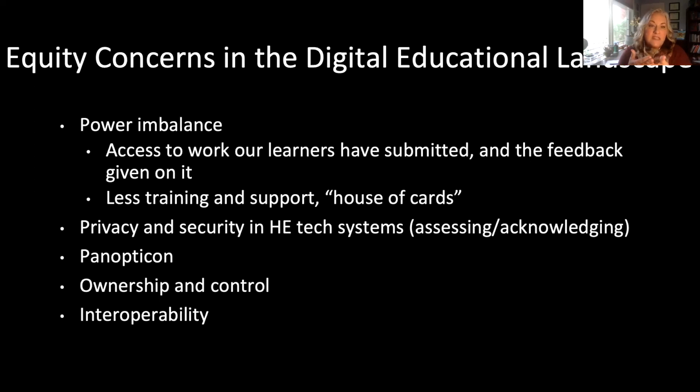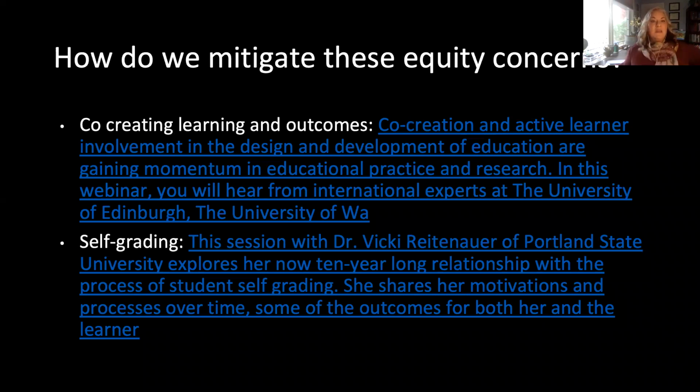So there is privacy and security in the higher ed tech systems, the assessment of those and acknowledging whether or not we have those in the systems that we're using, this idea of managing our scholars' learning in a panopticon that we control, and the ownership and control of those spaces, and limited interoperability or interoperability that compromises their sense of personal safety and security around their own signature work. These are concerns that we need to address. So how do we mitigate these?